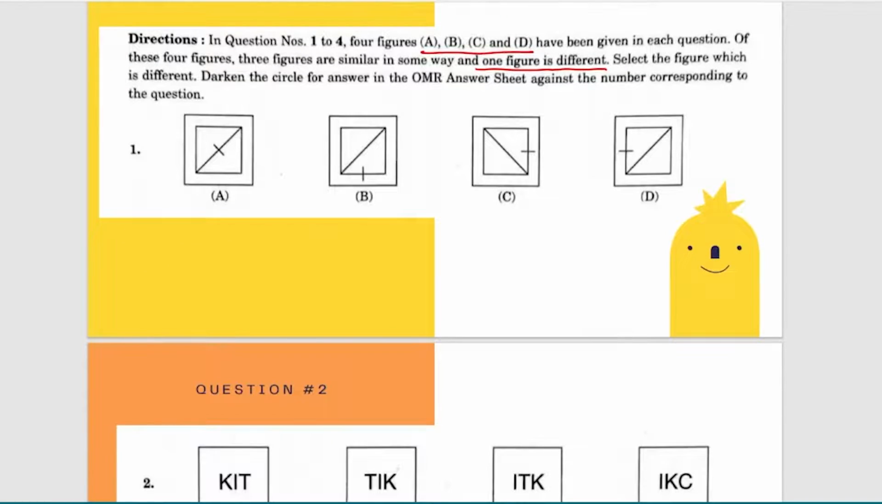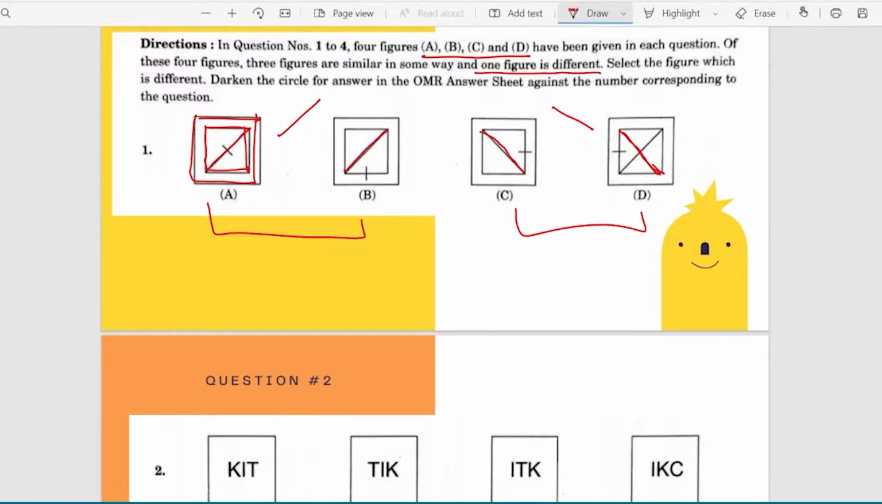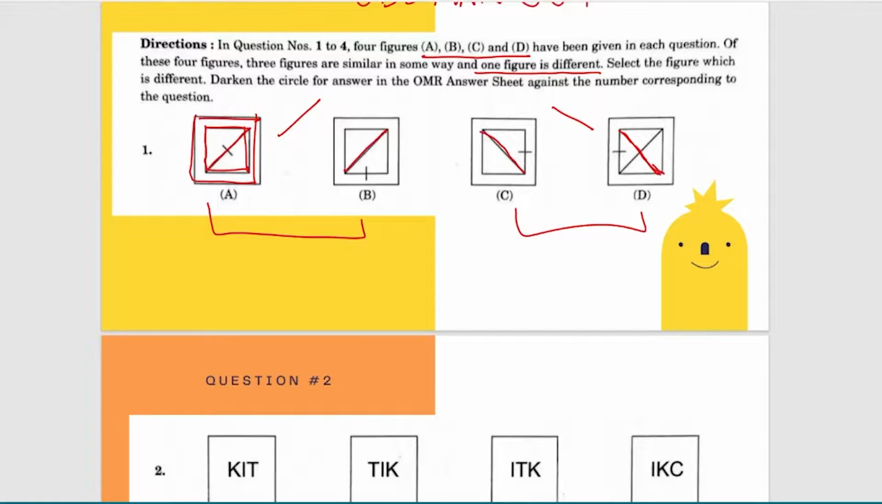In question number 1, we can see that in each of the figures there is a smaller square inside of a larger square in all of the figures A, B, C and D. Now we can see that there are also two diagonals pointing in this direction, and there are two diagonals pointing in this direction. There was a mistake in the paper, and this line was supposed to be in this direction. So basically, A and B point in this direction, and C and D point in this direction. So that's not our point of difference, because over here one figure is not odd. Two figures are pointing in this direction and two figures have diagonals pointing in this direction.